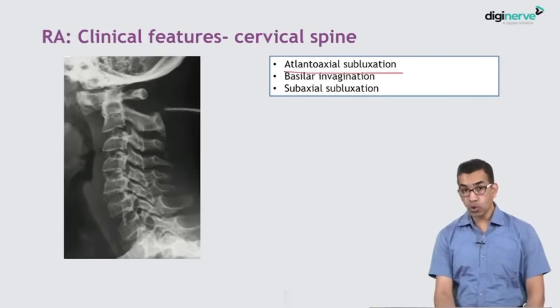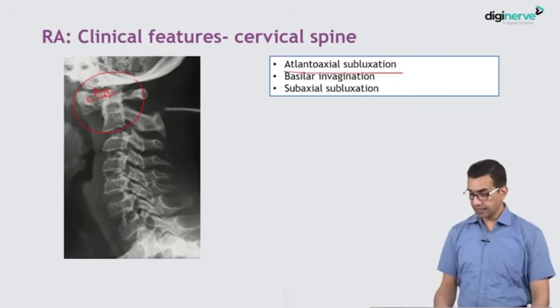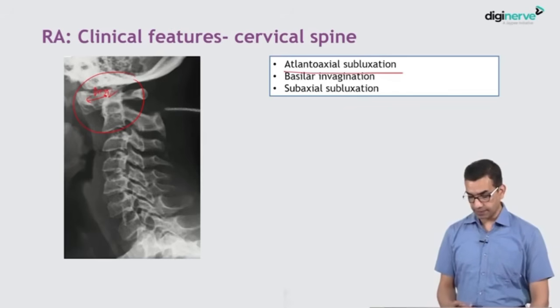Atlantoaxial subluxation. This area is known as the ADI, atlanto-dens interval. This is always increased. ADI is increased. Basilar invagination and subaxial subluxation can also occur.